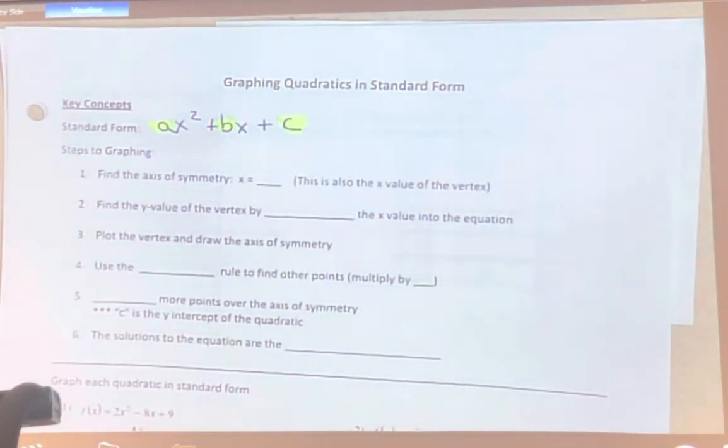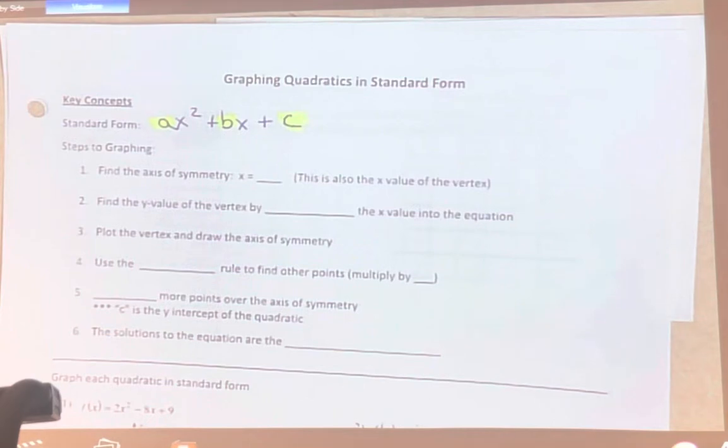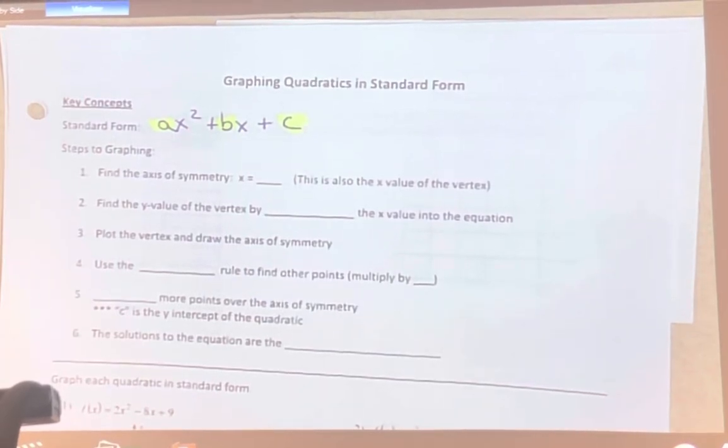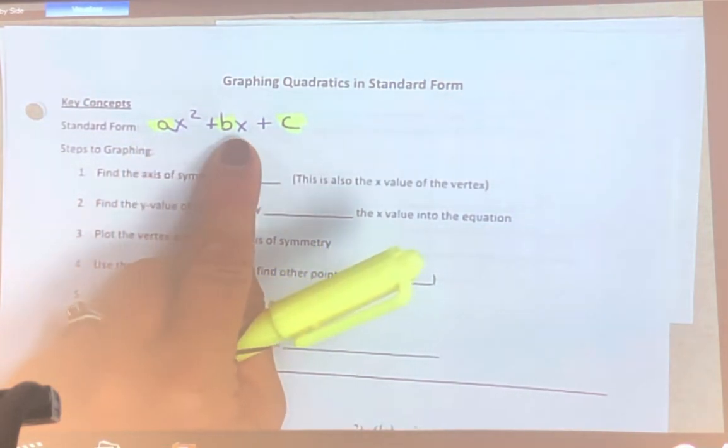What would you call A and B? They're coefficients, okay? Coefficients. I told you you're not going to get away from that word, coefficients, so embrace it. It's the number in front of the x squared or the x.